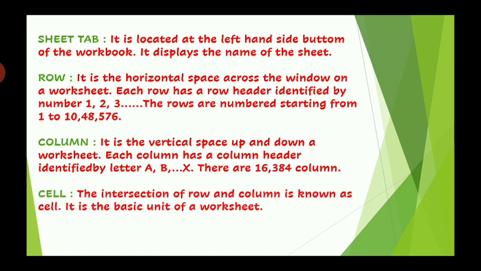Next is the cell. Now the cell is the intersection of a row and column. Where the row and column join, it becomes a cell. So it is the basic unit of worksheet. Why is it the basic unit of worksheet? Because this is the place where we enter numbers as well as text. So we work inside the cell. So that is why it is called the basic unit of worksheet.